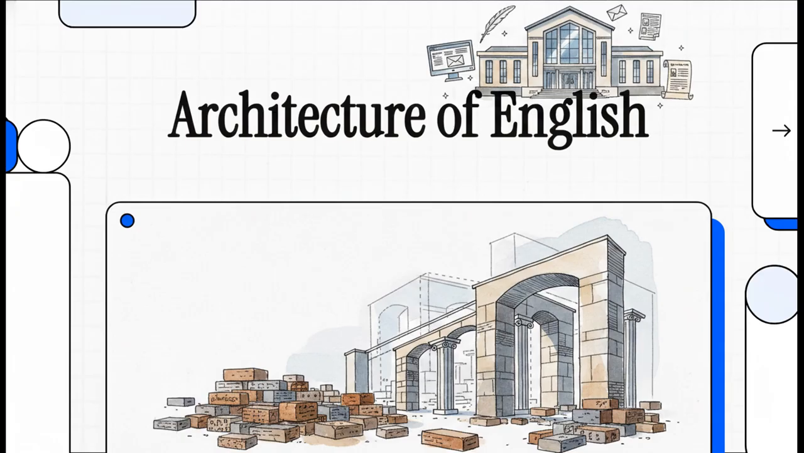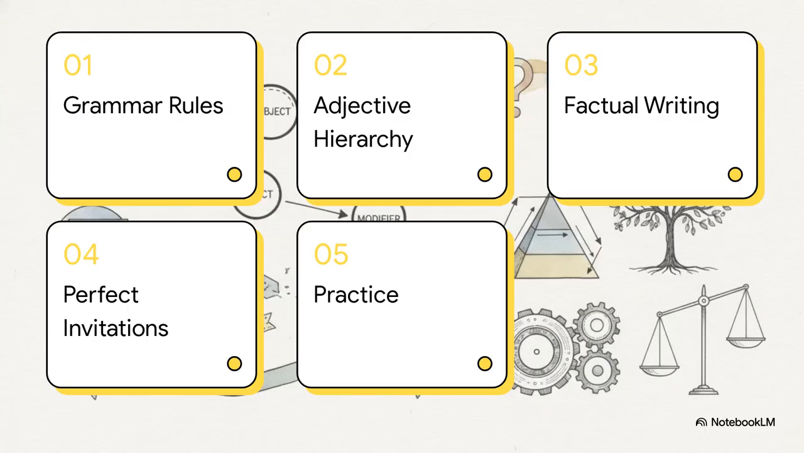Whether you're firing off a quick email or drafting a highly formal document, understanding these blueprints is absolutely going to change how you build your sentences. Let's get into it. Here is our blueprint for today. We'll start with grammar rules for word order, move into the adjective hierarchy, then look at structuring factual writing, crafting perfect invitations, and finally putting it into practice.